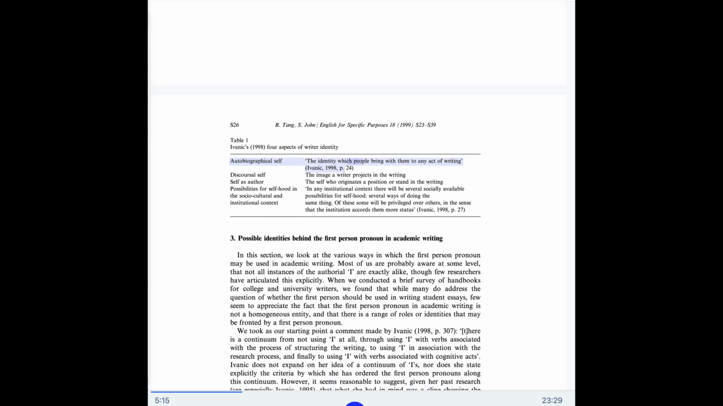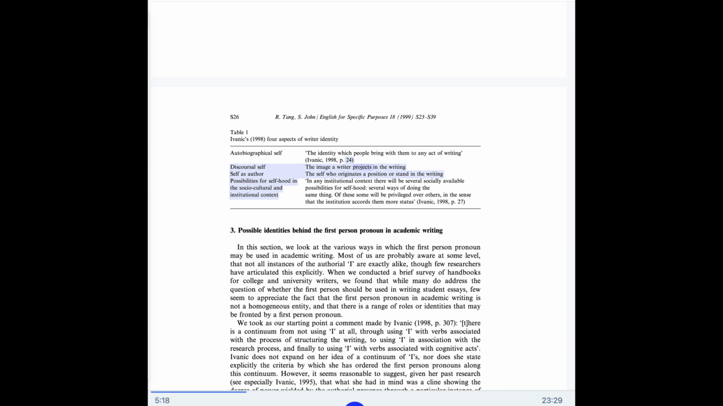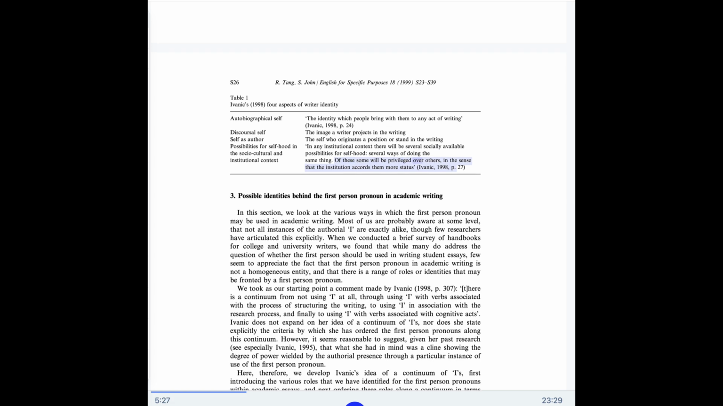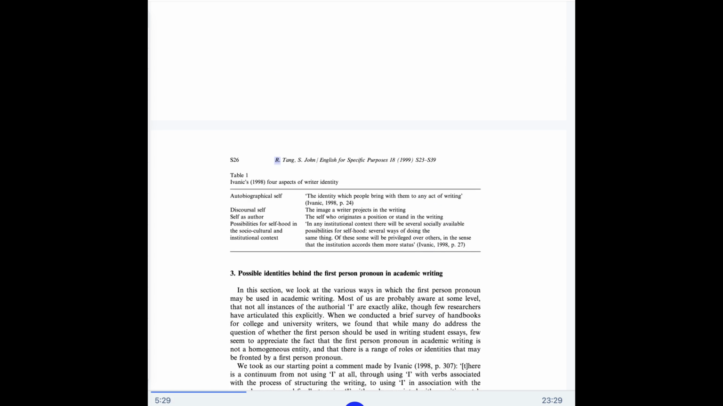Autobiographical self, the identity which people bring with them to any act of writing (Ivanič 1998, p. 24). Discoursal self, the image a writer projects in the writing. Self as author, the self who originates a position or stand in the writing. Possibilities for selfhood in the sociocultural and institutional context: in any institutional context, there will be several socially available possibilities for selfhood, several ways of doing the same thing. Of these, some will be privileged over others in the sense that the institution accords them more status (Ivanič 1998, p. 27). R. Tang, S. John, English for Specific Purposes, 1999, S23-S39, S26.